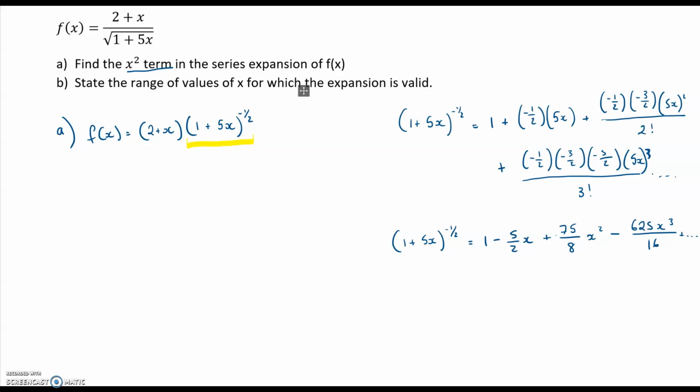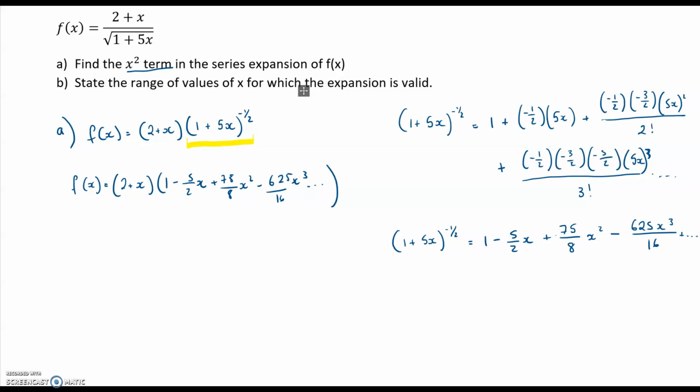Okay, so I'm now going to bring this in and put it back in with my 2 plus x. Okay, so I'm going to have here f of x equals 2 plus x, times 1 minus 5 over 2 x plus 75 over 8 x squared minus 625 x cubed over 16, etc. Okay, so I've brought that back in.